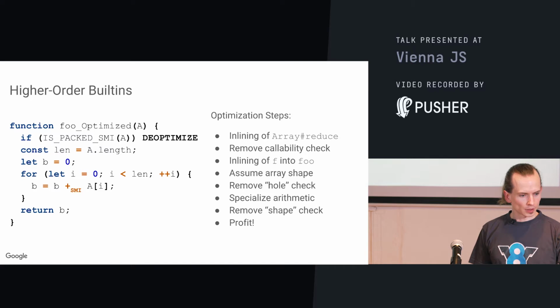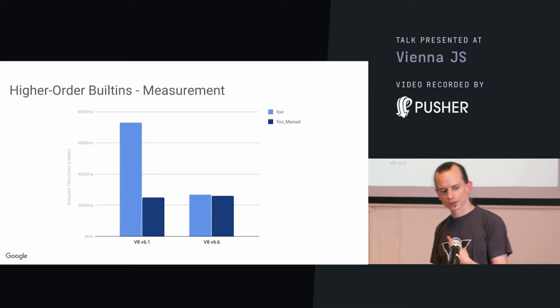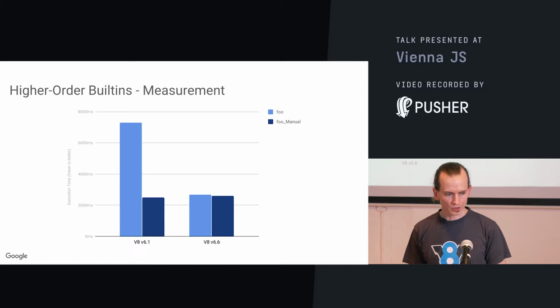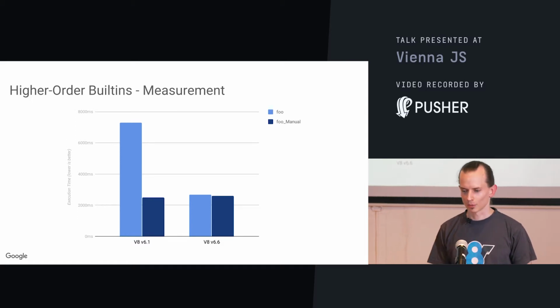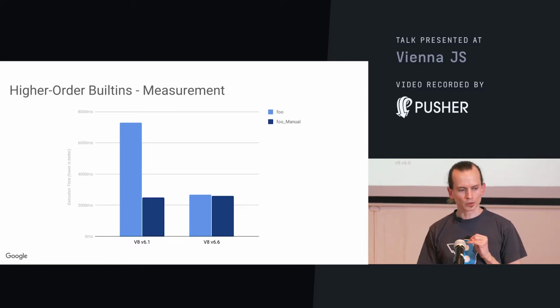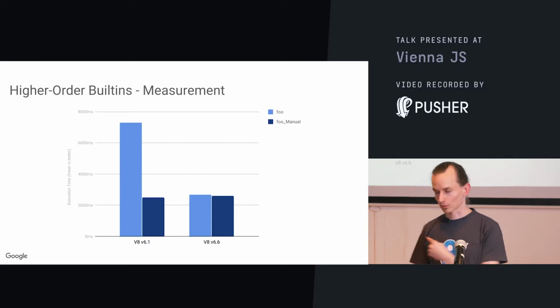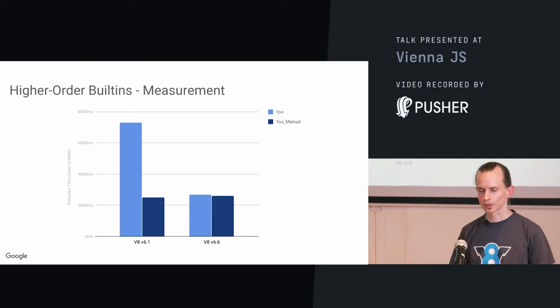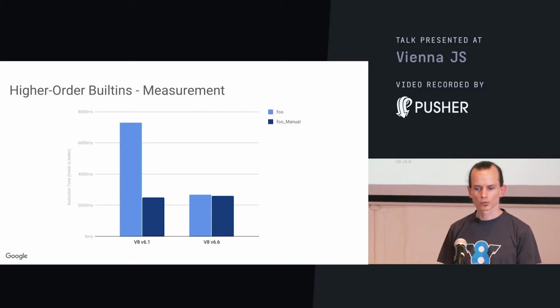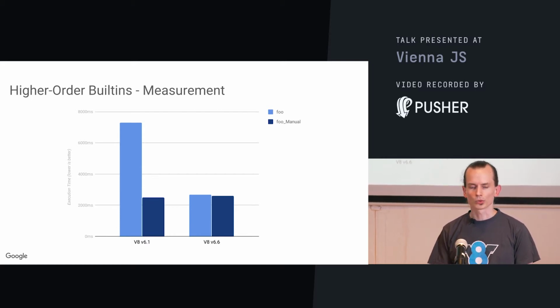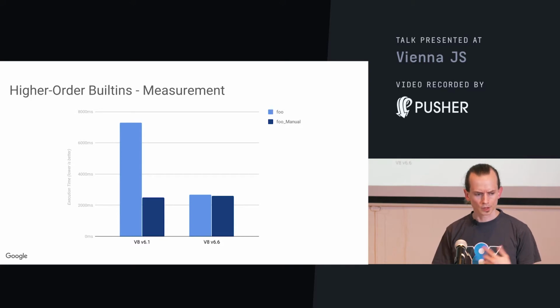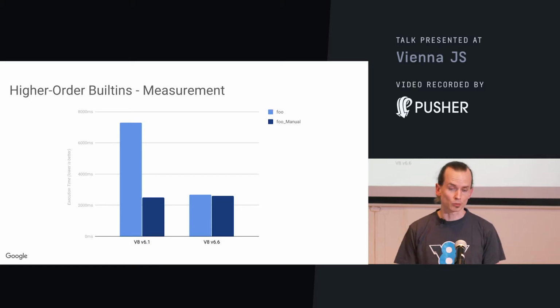All right. So I wrote a simple micro benchmark just for this and measured the difference of the handwritten version, called Foo Manual, the dark blue one, and the light blue one is the one with the array reduce. And I compared an old version of V8 that didn't have the higher order built-in inlining, and there you see a major difference. So using the higher order array built-ins caused a major slowdown there.